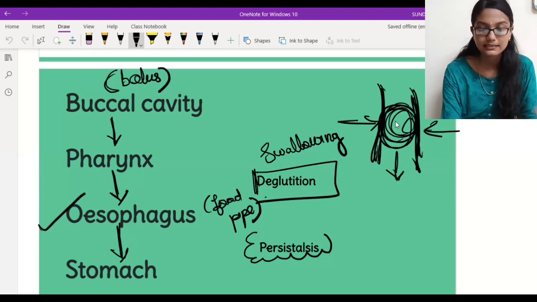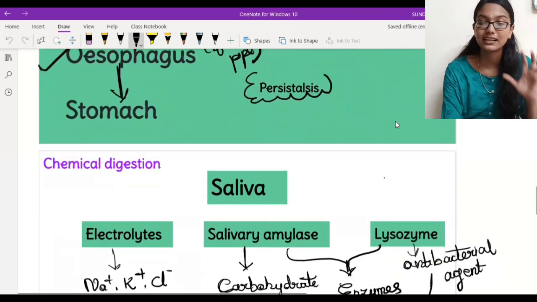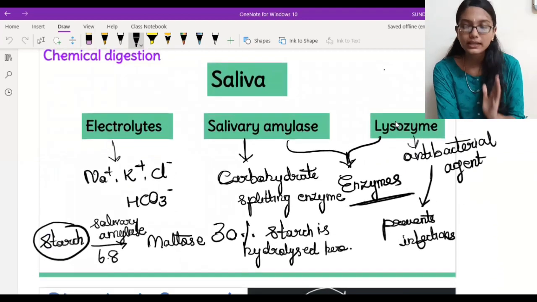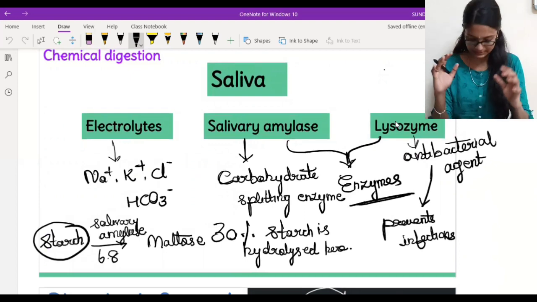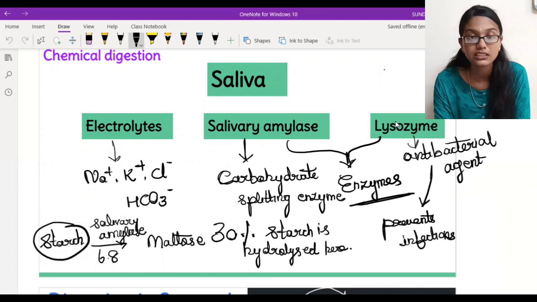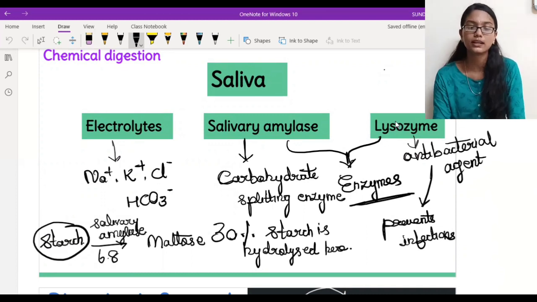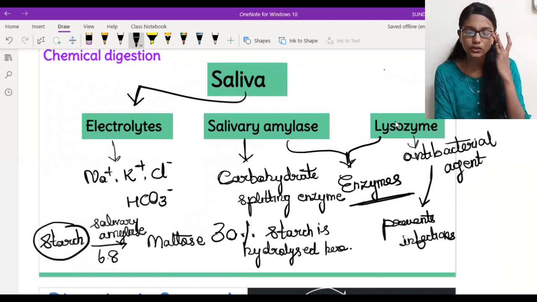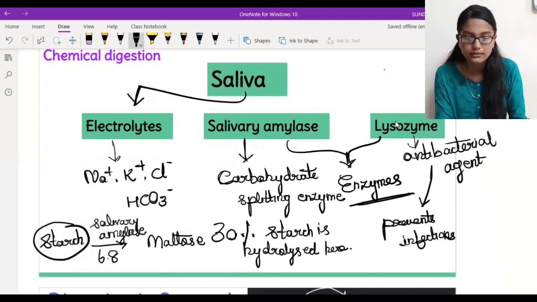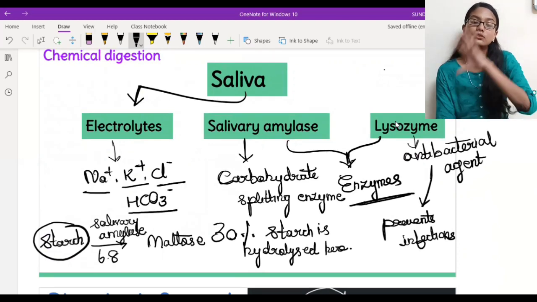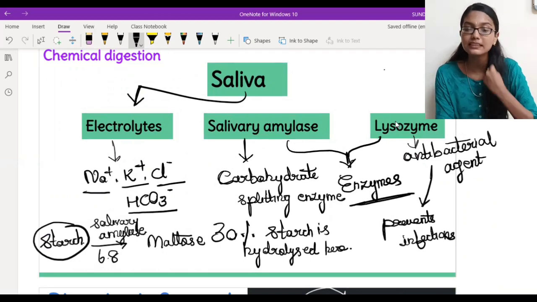Now let us understand the chemical digestion that takes place in the mouth. The main important role is played by the saliva. What does this fluid contain? This is not just normal water. Saliva contains a lot of electrolytes. What do you mean by electrolytes? A lot of chemical ions, for example Na+, K+, Cl-, and carbonate and bicarbonate ions. So these are the electrolytes present in the saliva.